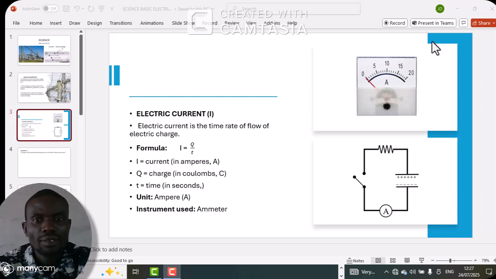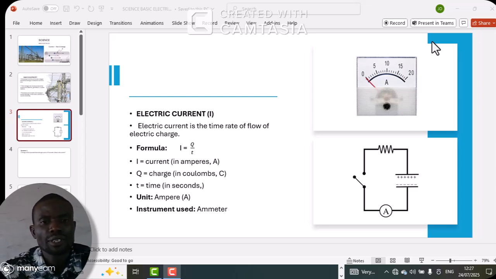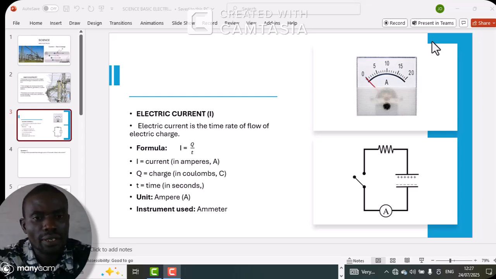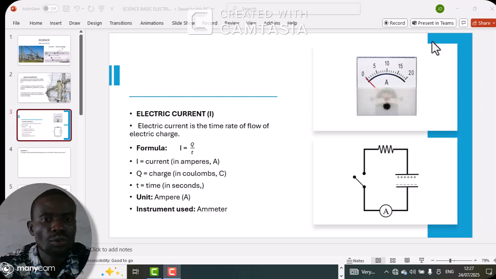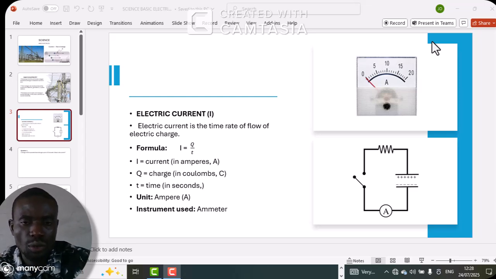Welcome to the class. So let us start with the revision of last lesson, electric current. I said electric current is the time rate of flow of electric charge. That is the rate at which the electric charge flows through a wire or through a circuit. So that is what is called electric current.